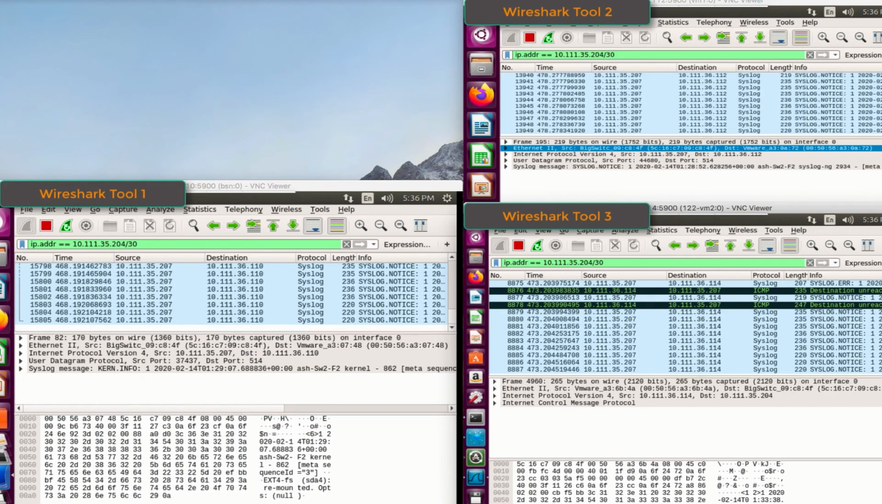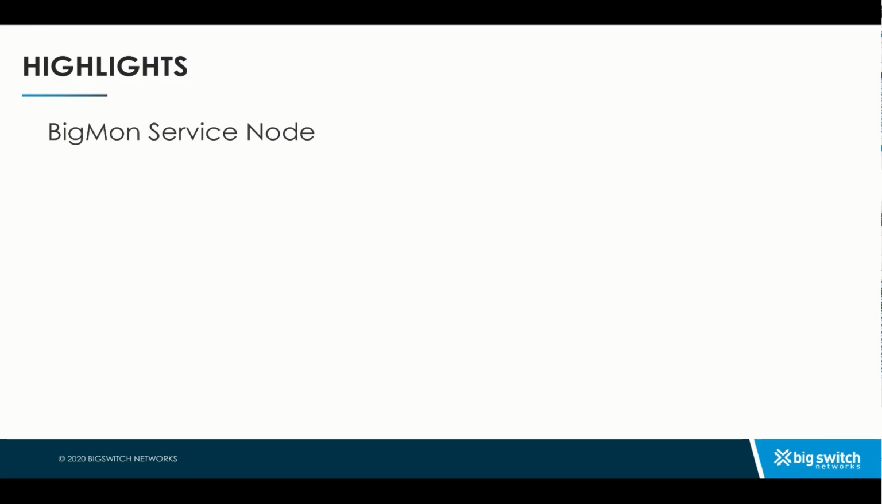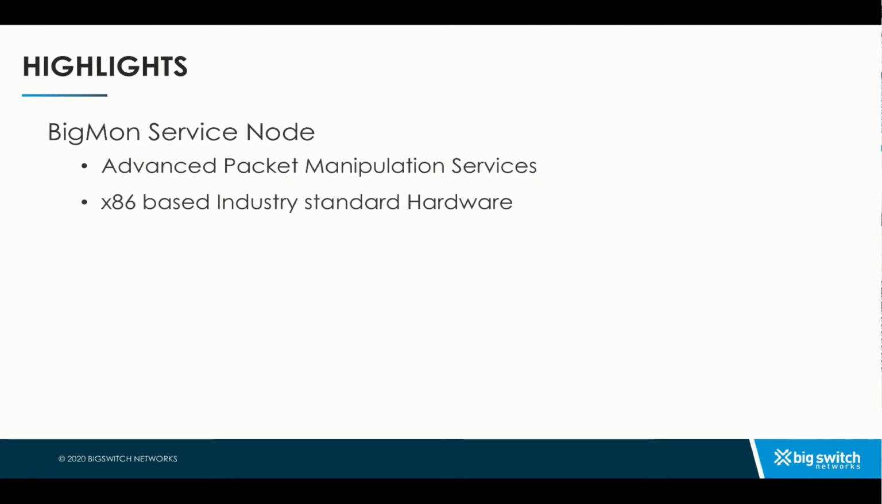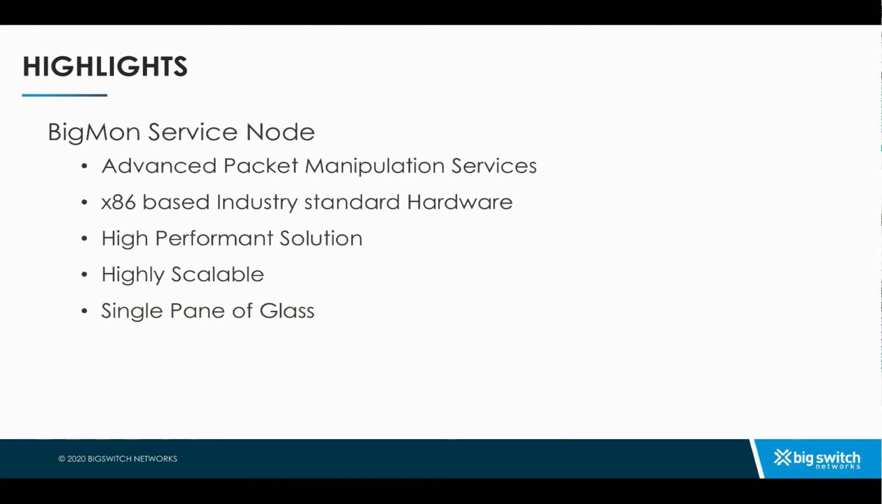Going back to our Wireshark tools, we can see that SYSLOG messages are now being forwarded to all our Wireshark tools. As we can see, Big Mon Service Node provides advanced packet manipulation services like header stripping, packet deduplication, and many more which are not available on traditional switching ASICs. By leveraging industry-standard x86 hardware, Big Mon Service Node provides a highly performant solution with scale-out architecture. With Zero Touch, the Big Mon Service Node is auto-discovered and managed by the Big Mon controller, providing single pane of glass management.